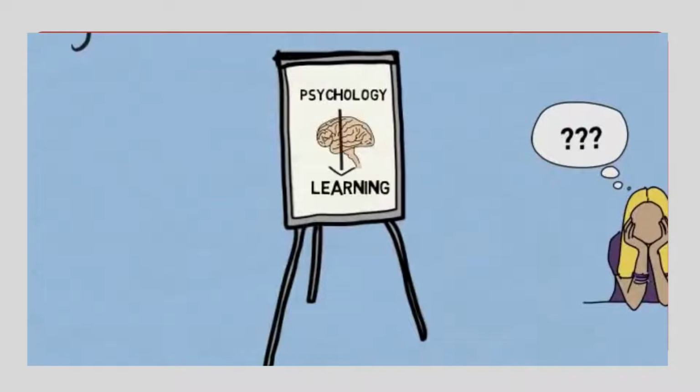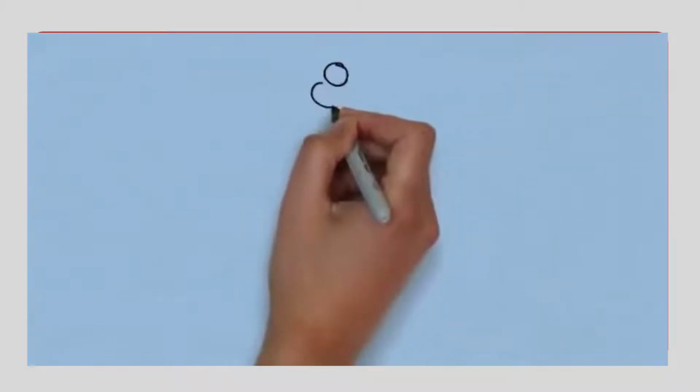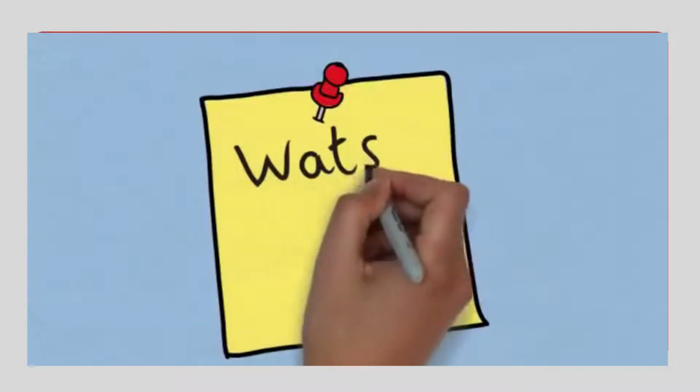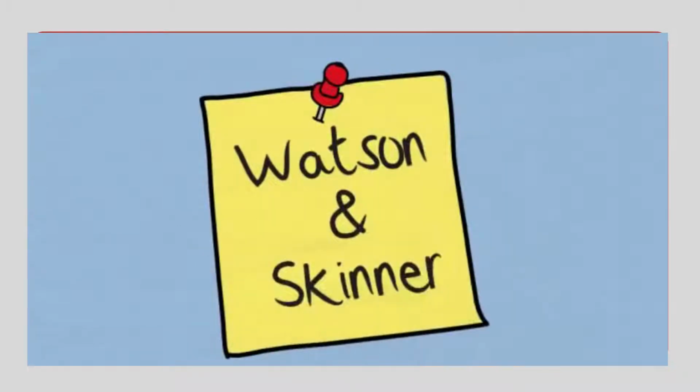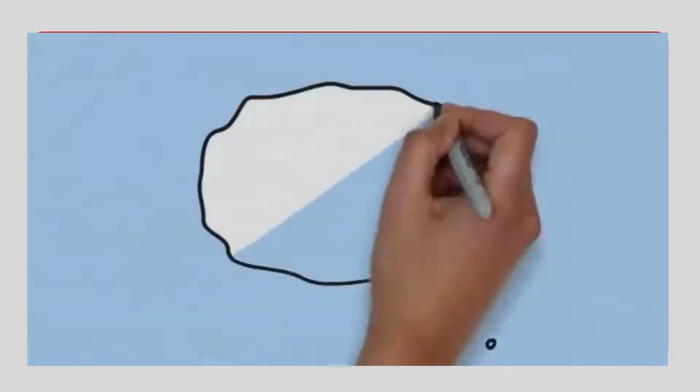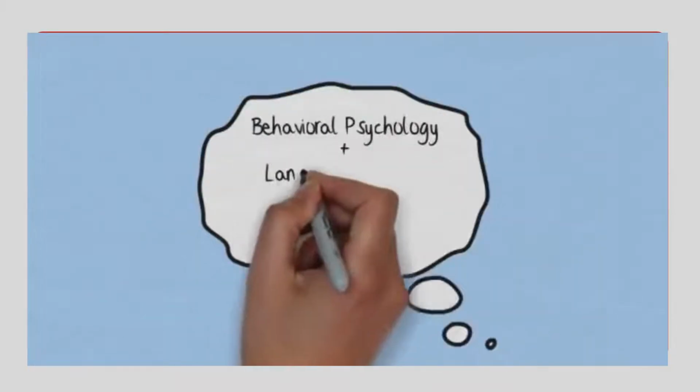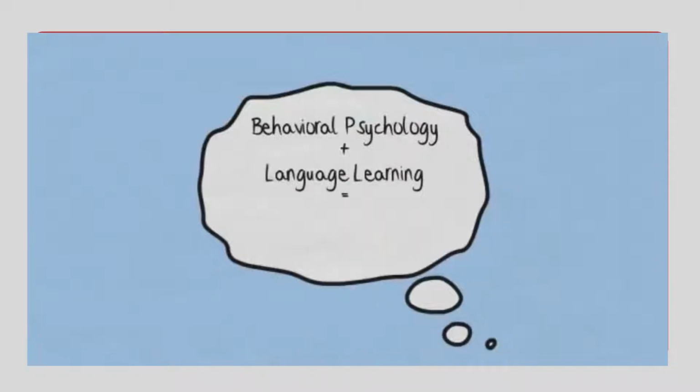Two psychologists most known for applying behavioral psychology to learning, and especially language learning, are Watson and the already mentioned Skinner. This application of behavioral psychology to language learning eventually led to the behaviorist theory of second language acquisition.